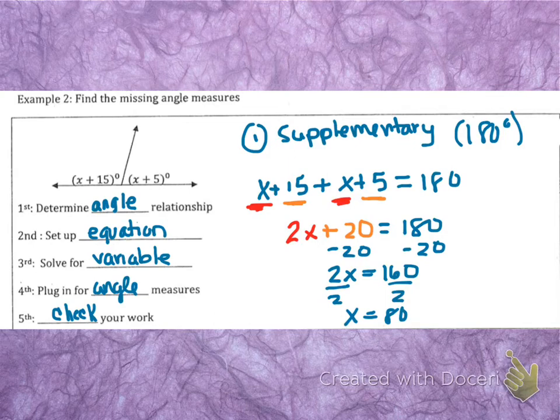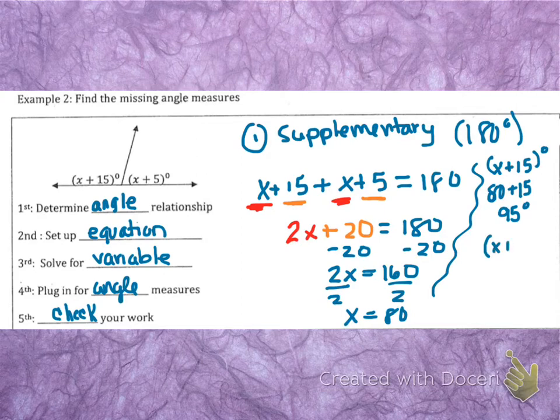Now that gives me x. That does not give me the measure of the angle. So I need to make sure I'm plugging in now. My first angle was x plus 15 degrees, so that means it's 80 plus 15, and so that first angle is 95 degrees. My second angle was x plus 5 degrees, so that's 80 plus 5, and so that is 85 degrees.